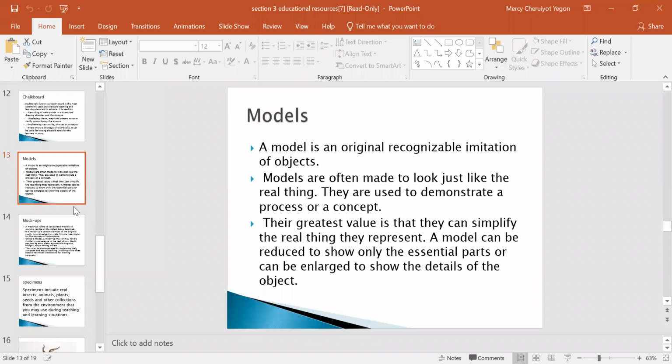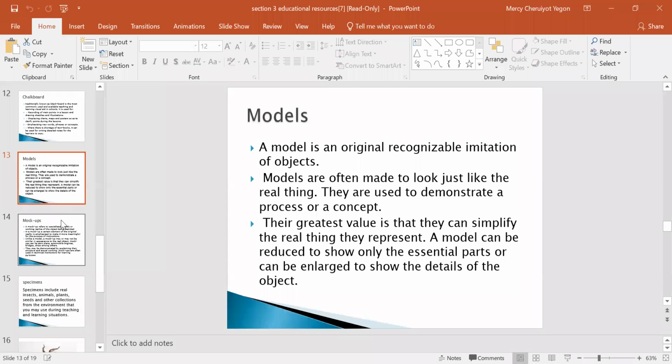Models are used with the use of digital devices. It can really work, especially in modern times. So the greatest value is that they can simplify the real thing they represent. I hope here we have teachers of science. I want you to work on maybe using models to really demystify the issue of osmosis and diffusion.